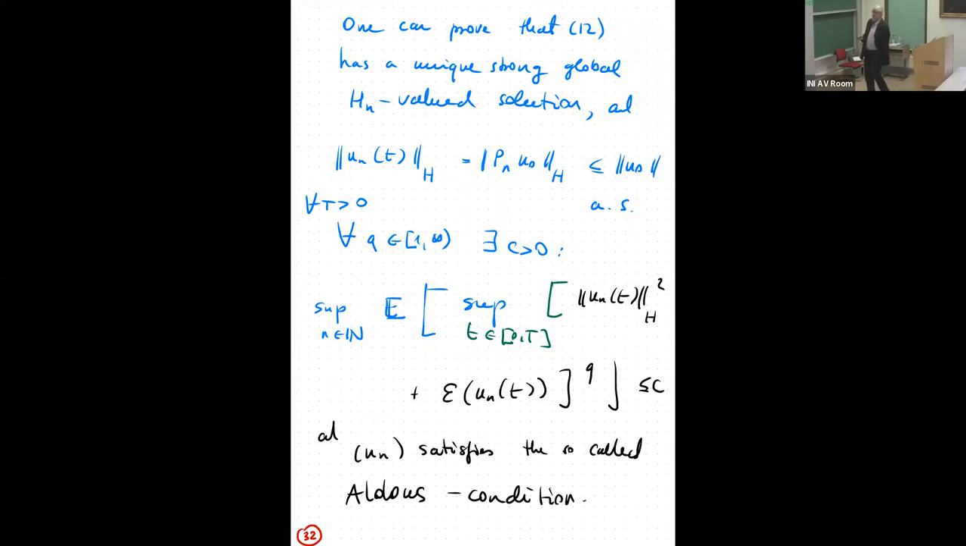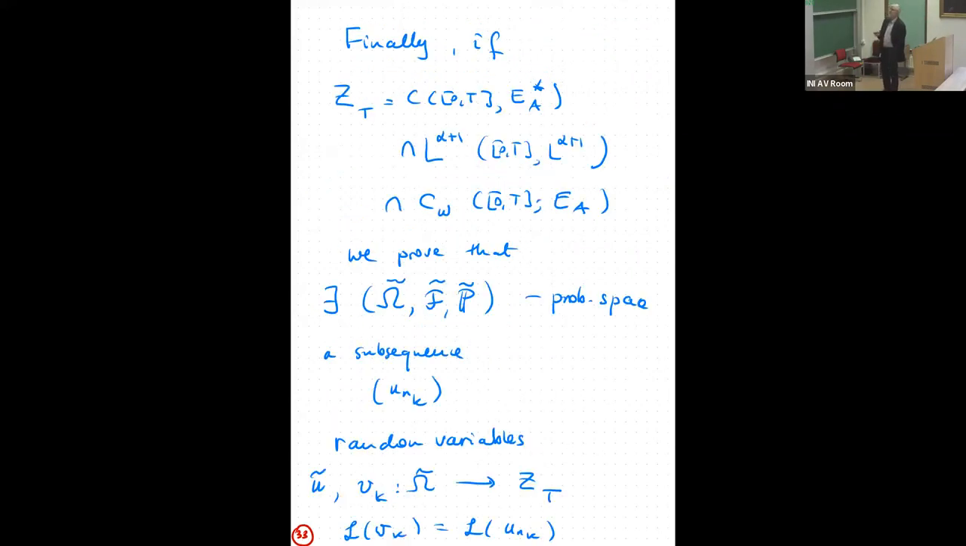We prove that this sequence satisfies such uniform estimates. It satisfies the Aldous condition, which I will not mention, and therefore, if we introduce this space for fixed t, the space of weakly continuous functions with values in the energy space, which are continuous in the very big space, because the very big space is a dual of the space EA, and this Lebesgue space, L alpha plus 1 with respect to time, L alpha plus 1 with respect to the space variable.